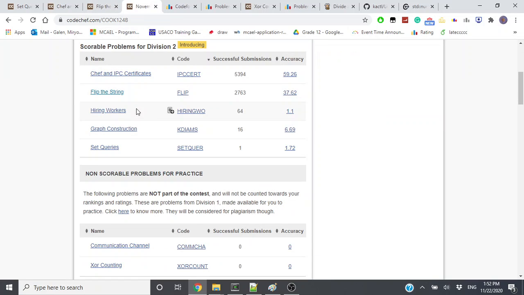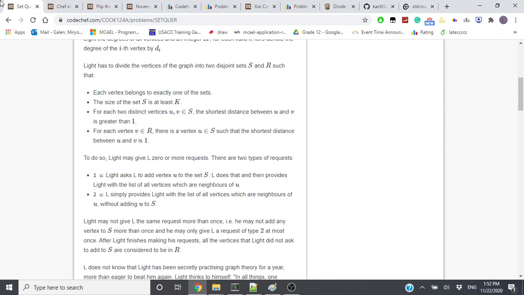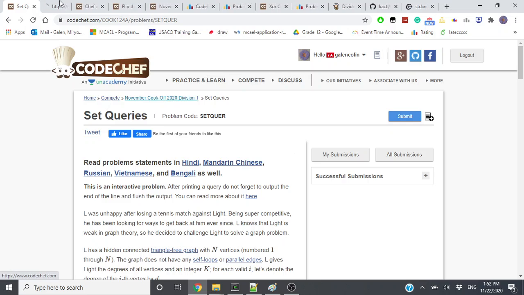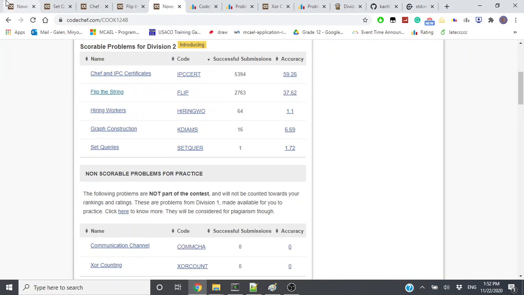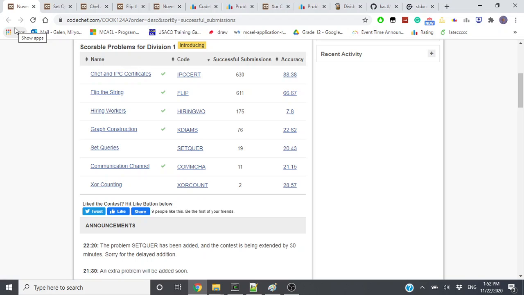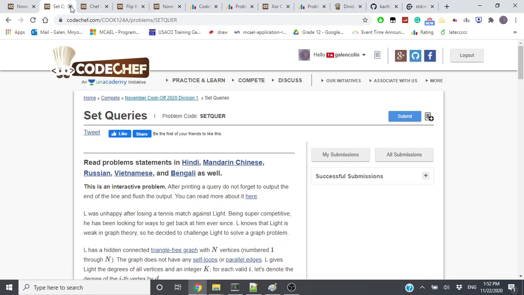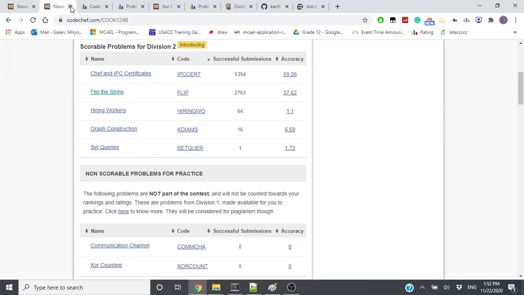Wait, did they put the wrong problem in? Or did they just... Oh, they put all of the things here? So chef and IPC, flip the string. Hiring workers, graph instruction, set queries. Interesting. So they just put all the problems in div 1. Or div 2, I guess.